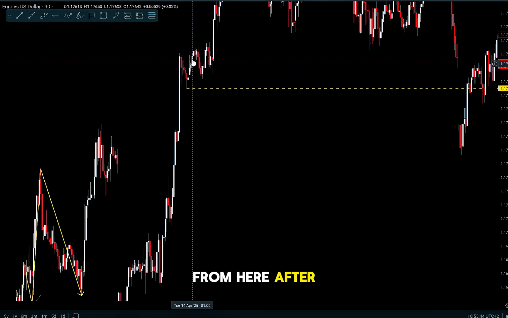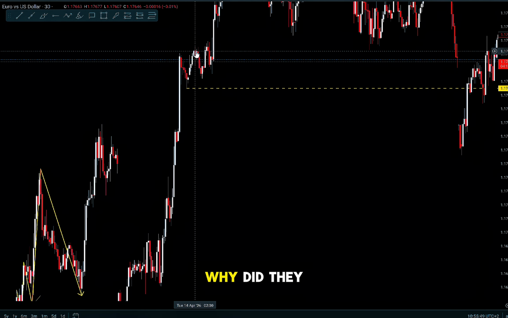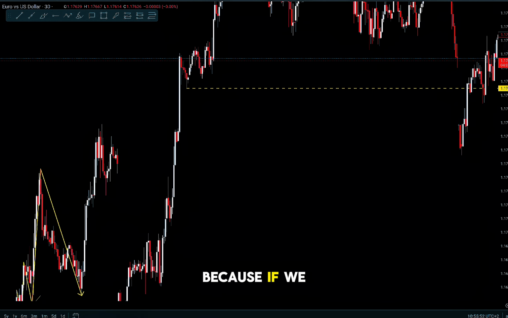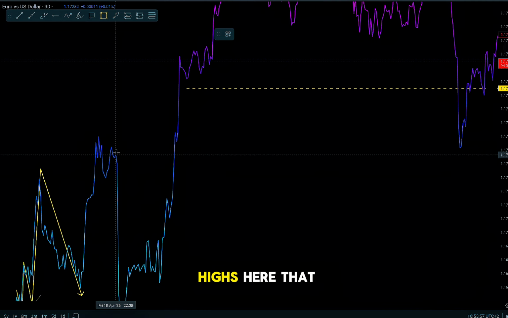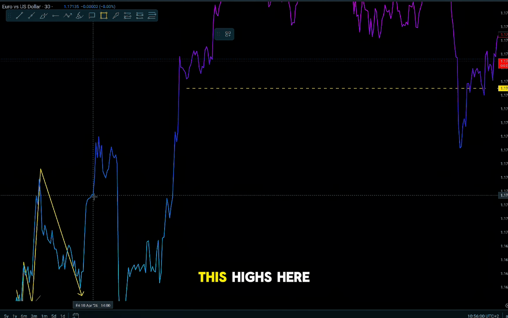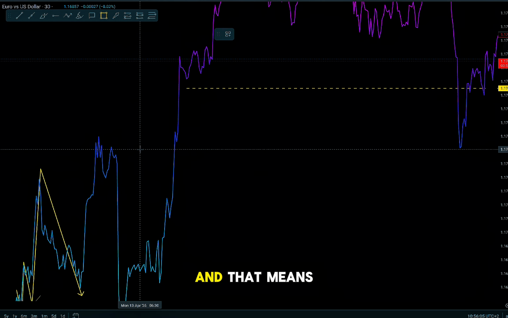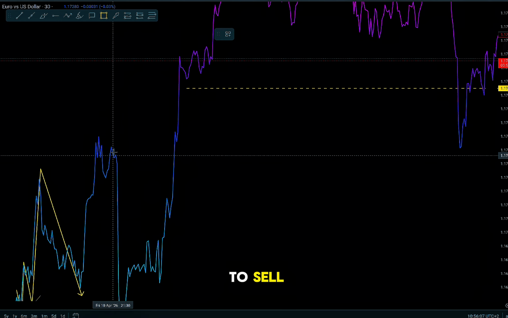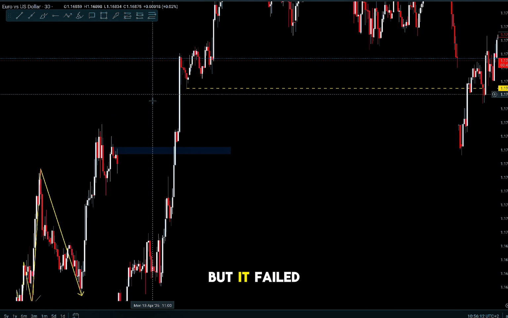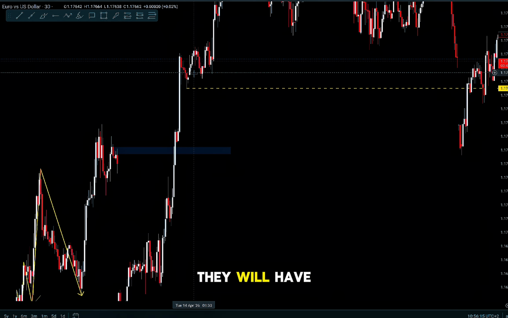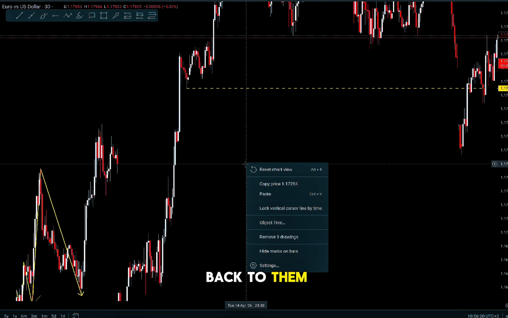From here, after they drop the liquidity, you now have to ask yourself questions. Why did they drop this liquidity here? Because if we go to the line chart here, we have a setup here. We have this high that has broken this low here to the downside. That means price has to sell from this point down, but it failed. And since it failed, they will have to drop liquidity to those lows and then come back to them later.